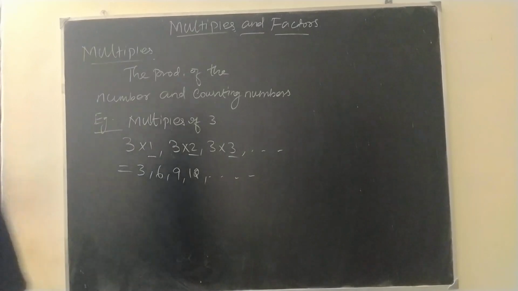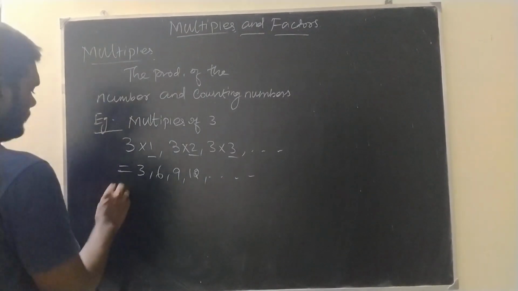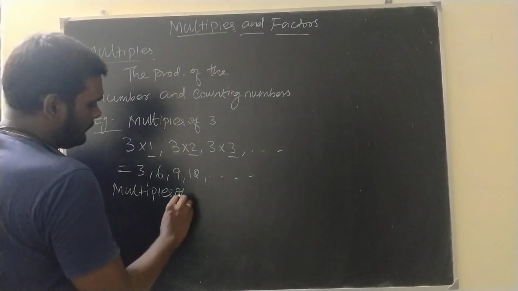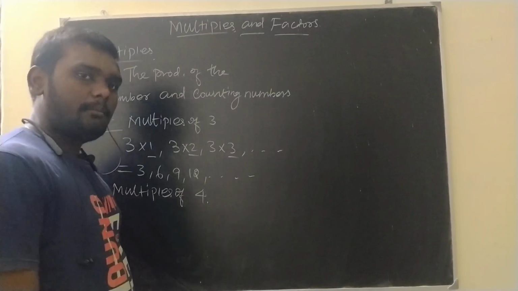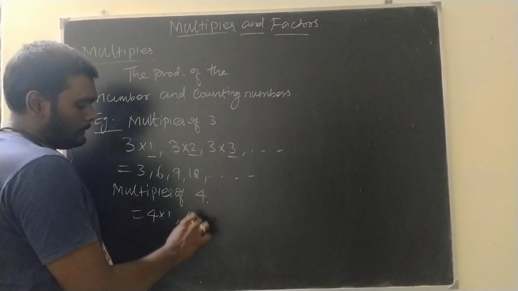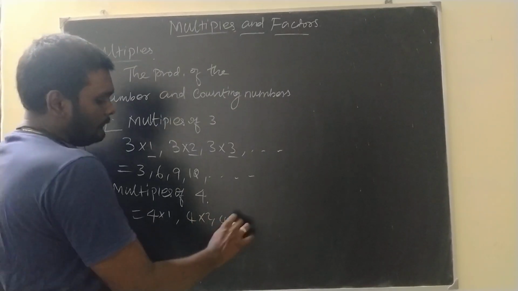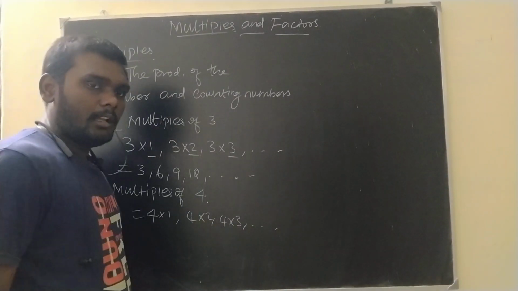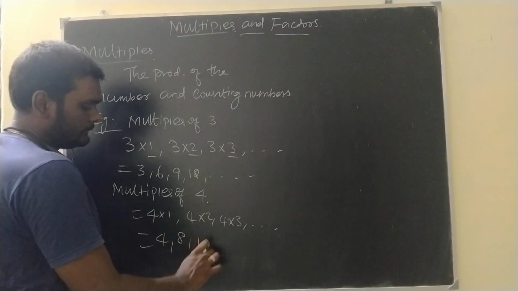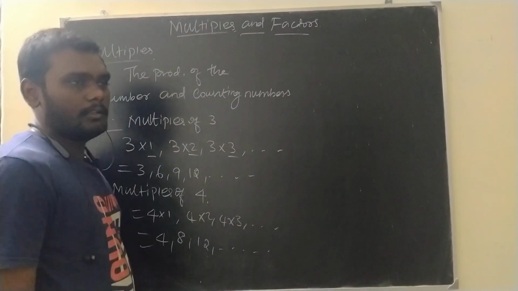Then multiples of 4 means in the same manner. So what do we do? 4 into 1, 4 into 2, 4 into 3 and so on it goes. So 4, 8, 12 and so on it goes.